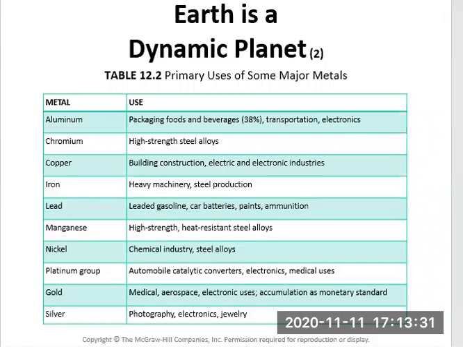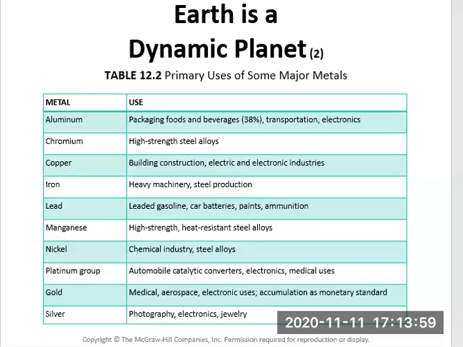We all know that Earth is a dynamic planet. The primary uses of some major metals present are aluminum, chromium, copper, iron, lead, manganese, nickel, platinum, gold, and silver, and each of them has its own uses. For example, iron is used in heavy machinery and steel production. Manganese is used in high-strength, heat-resistant steel alloys.